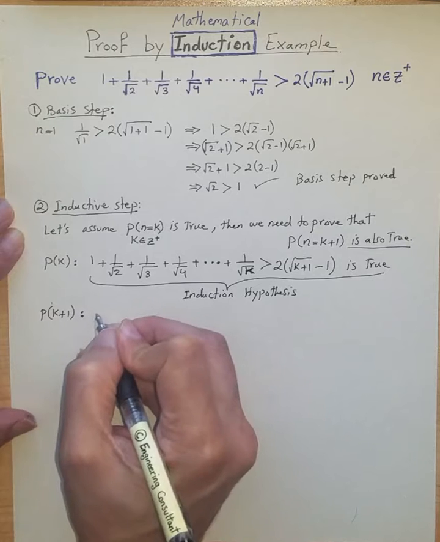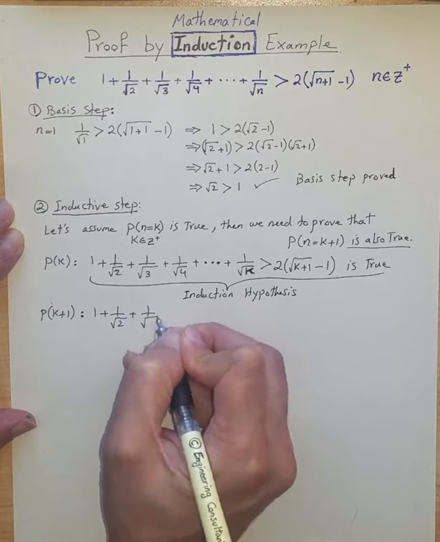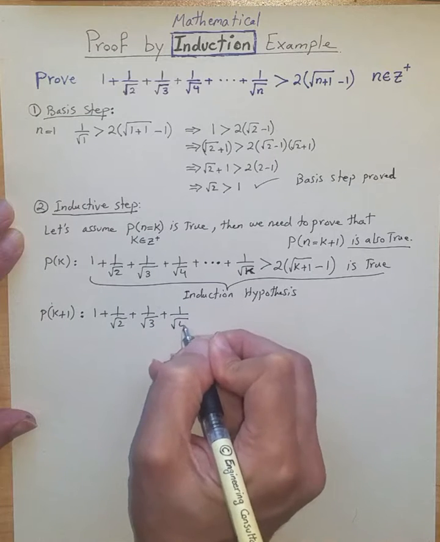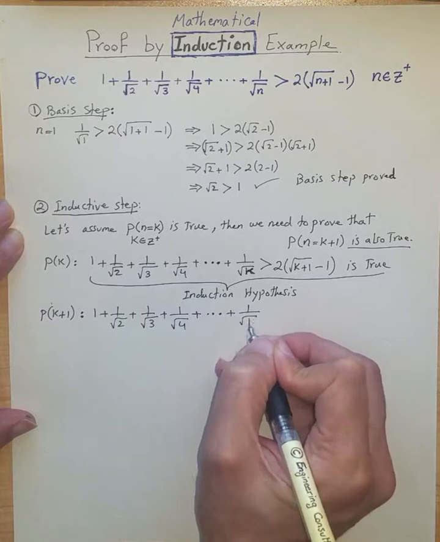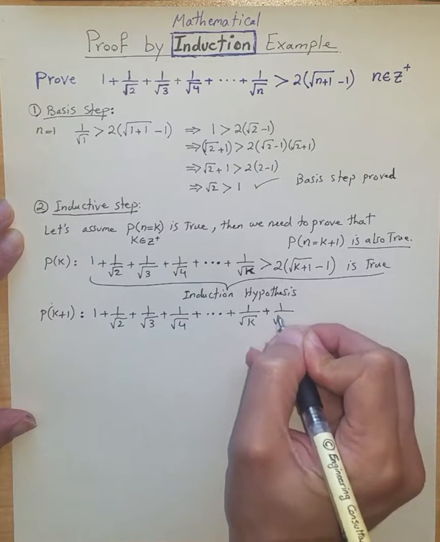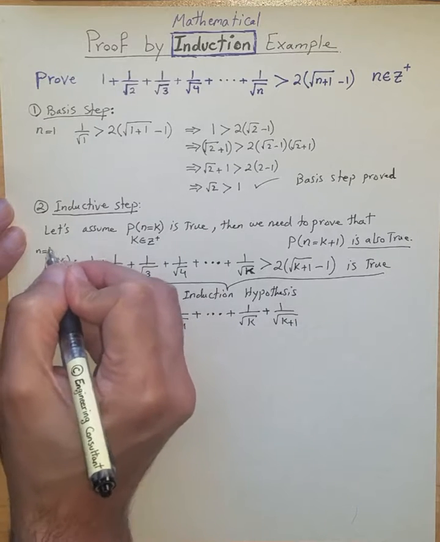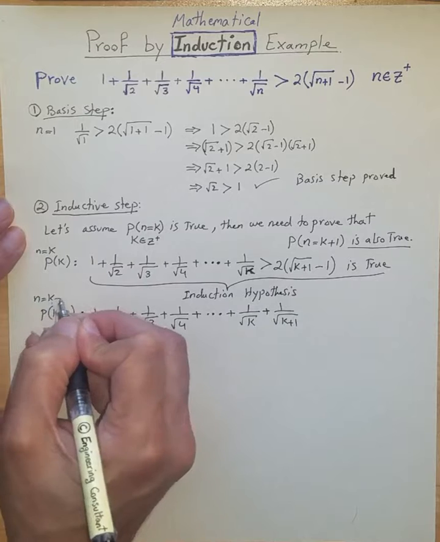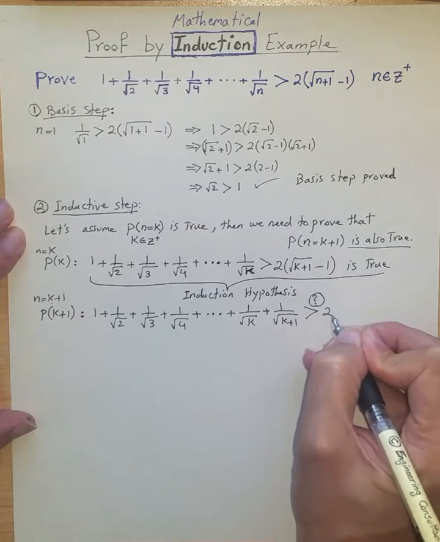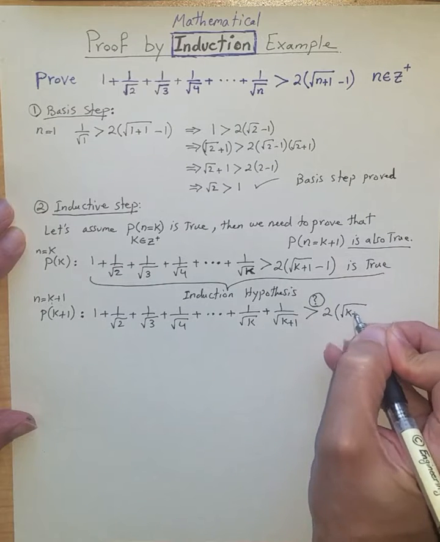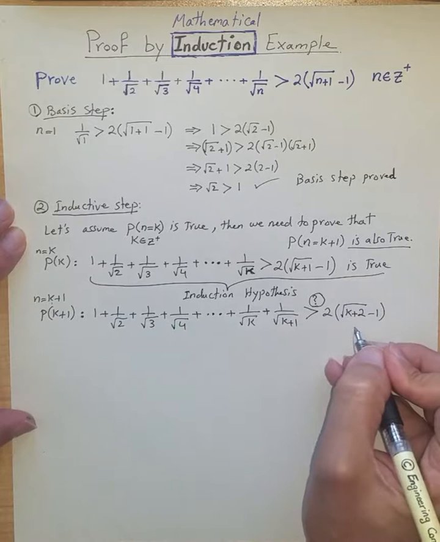What is p of k plus 1? It is 1 plus 1 over square root of 2 plus 1 over square root of 3 plus 1 over square root of 4 plus up to 1 over square root of k, and the last one is 1 over square root of k plus 1, because n is equal to k plus 1. So in this case n is k, in this case n is equal to k plus 1. We want to prove this is greater than 2 times square root of k plus 1 plus 1, which is plus 2, minus 1. So this needs to be proven.